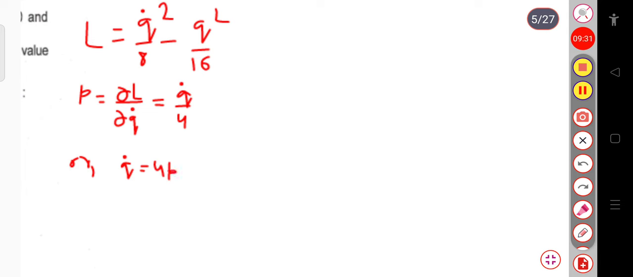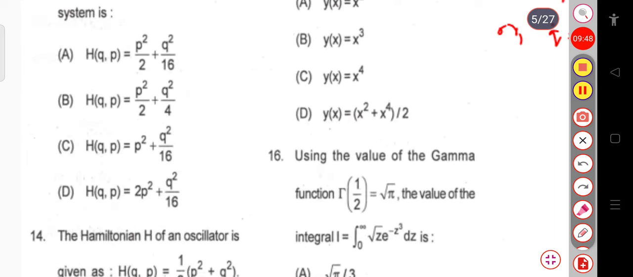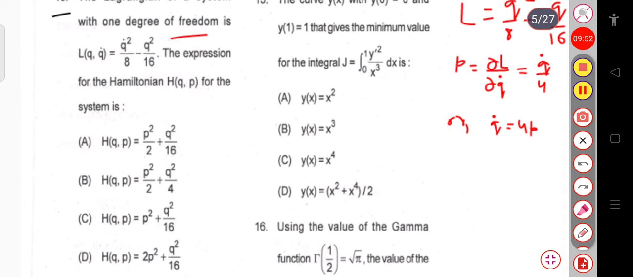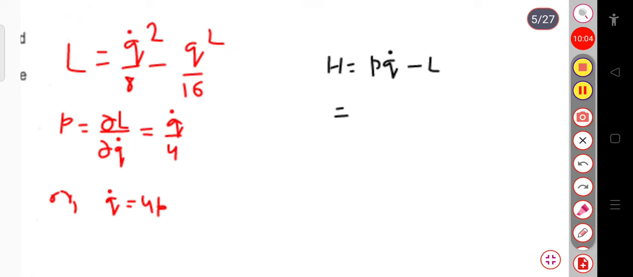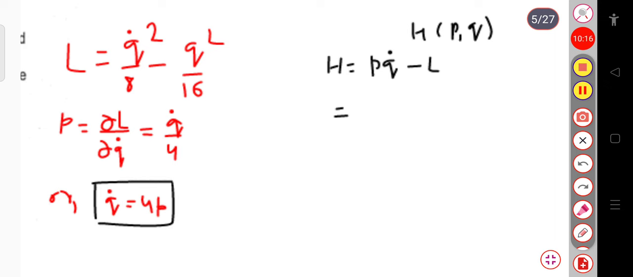Now you have to calculate the Hamiltonian for this system. The Hamiltonian can be written as H equals p q dot minus L. This Hamiltonian is given in the form of small p and q, so it is a function of small p and q. That's why you have to replace every other term present in this Hamiltonian, that is, the q dot term. We have calculated q dot equal to 4 into p. So that will be 4 p square when multiplied with this p, minus, in place of L, this total term, q dot square divided by 8 minus q square by 16.